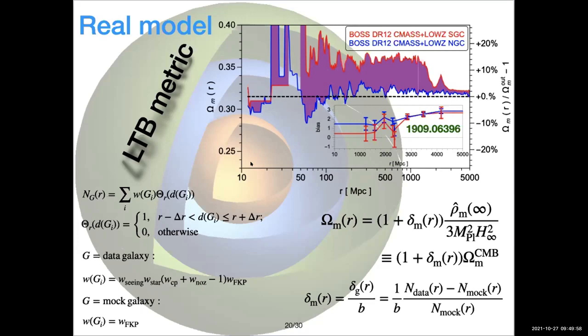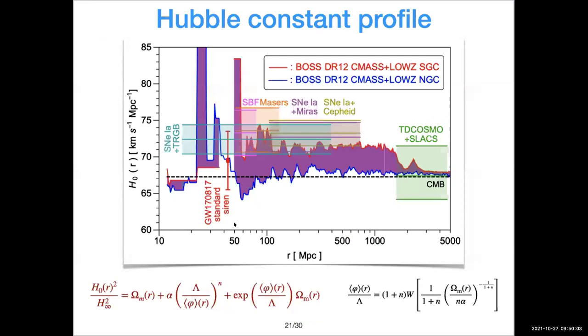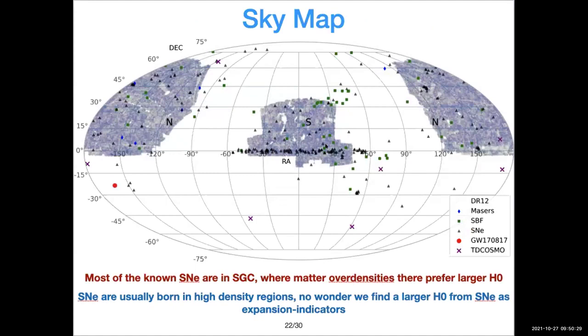Okay, the final result for the Hubble constant could be obtained once we know this Omega m profile. As you can see, the Hubble constant from the south part is actually higher than the north part, and the south part perfectly matches the supernova measurements. You may ask a question, why the south part? Well, most of the known supernovae are actually found in the south part, and so it's not strange that we find a higher value of the Hubble constant from this part.